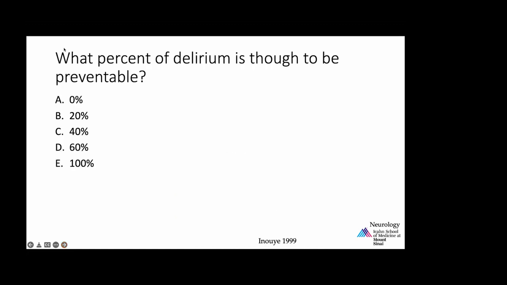Does anyone have a sense, this is where I had the polls, but I can't actually use polls here. What percent of delirium is thought to be preventable? Any guesses? I have two guesses for 60, one for 40. Okay, yeah, I think those are pretty good. 40 and 60 is where we're sort of landing.